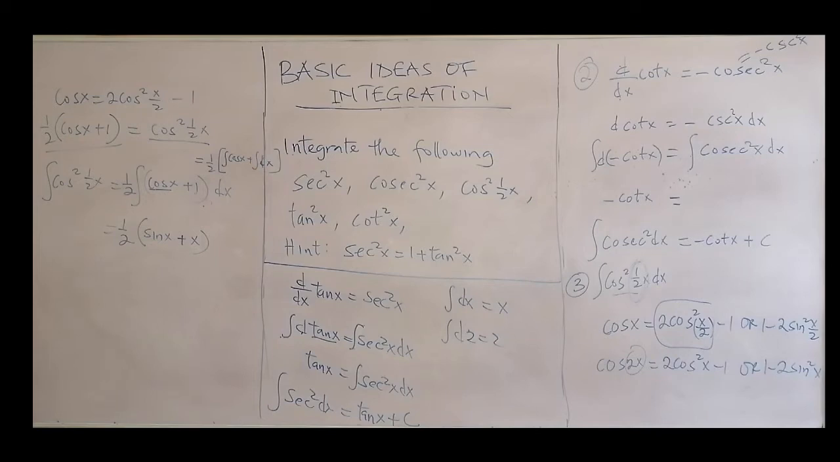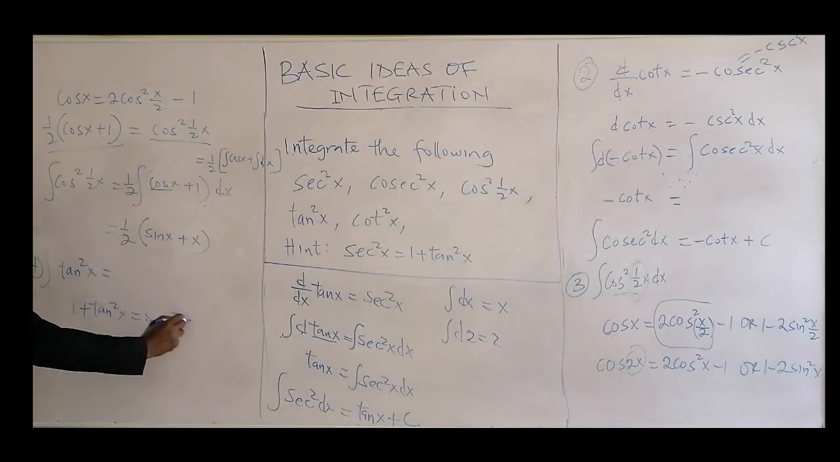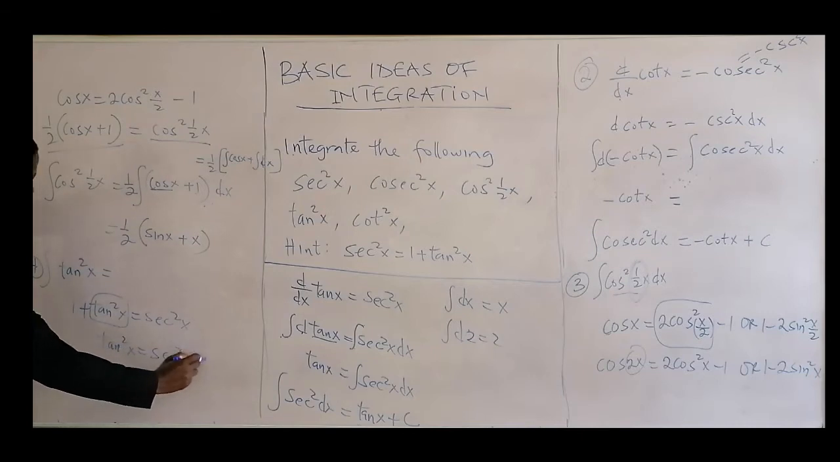Then the integral of tan square x, which will be the fourth one. What we're going to do here is play with an identity. The identity we want to use is that 1 plus tan square x is sec square x. So we can make this the subject: tan square x is equal to sec square x minus 1.